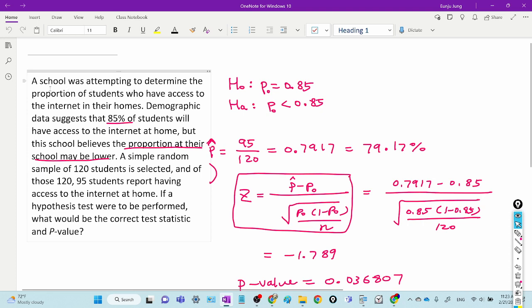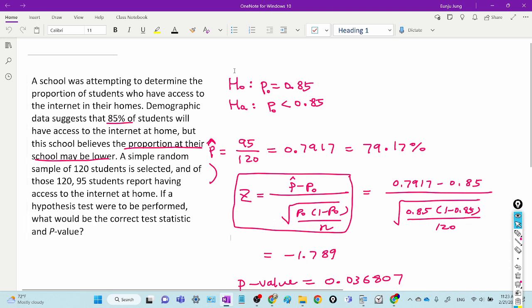A school was attempting to determine the proportion of students who have access to the internet in their homes. Demographic data suggests that 85% of students will have access to the internet at home, but this school believes the proportion at their school may be lower.